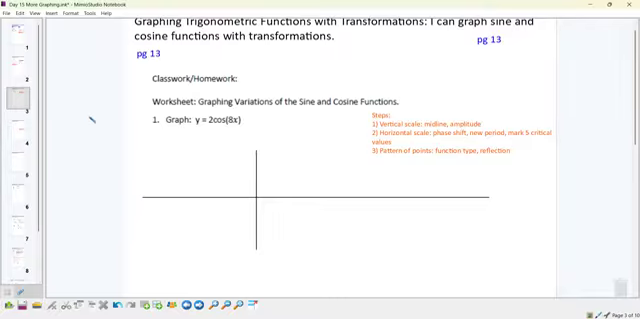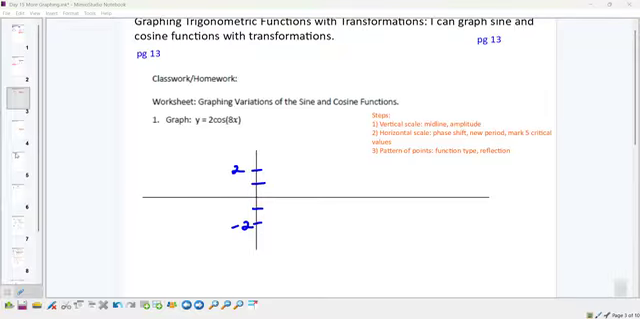Okay, so today on page 13, we're going to have some more horizontal changes that we didn't get a lot of in our prior class. So for number 1, let's start with the midline. And that is 0. There's nothing added or subtracted at the end. So now let's count our amplitude. We're going to go up 2 and down 2.